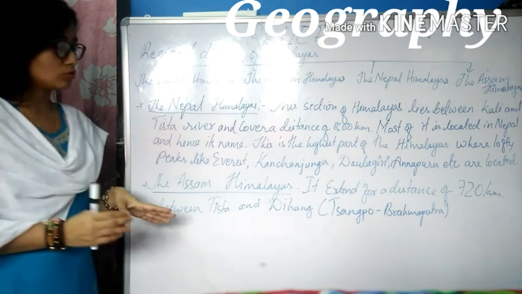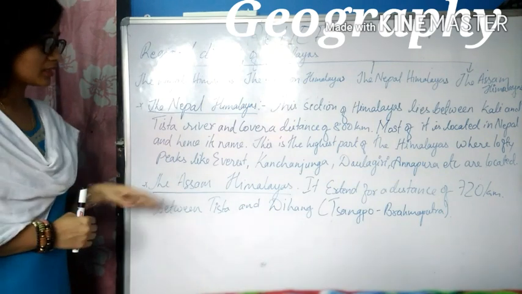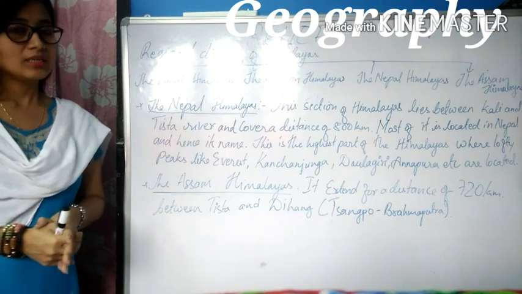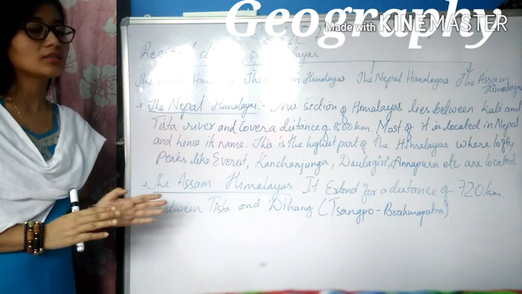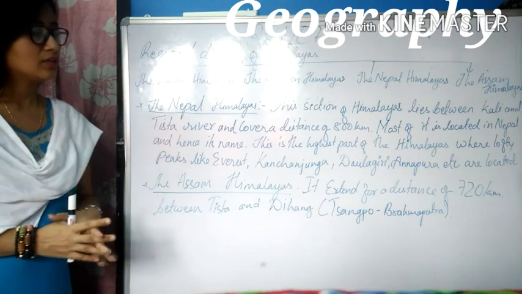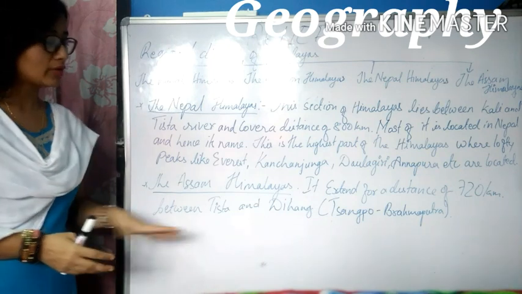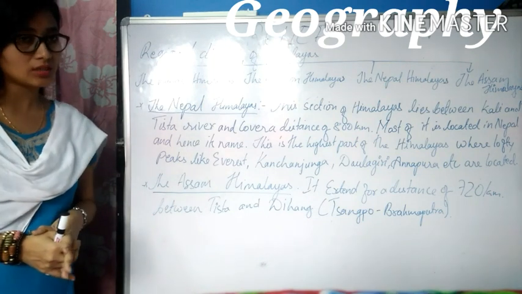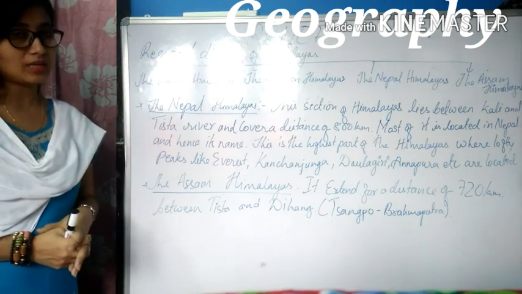Now let us move on to the fourth regional division of Himalayas, that is the Assam Himalayas. It is the Himalayas which lies between the river Tista and Digham. It extends to a distance of 720 kilometers. We don't have any highest peak in this region. So these were the four regional divisions of Himalayas.